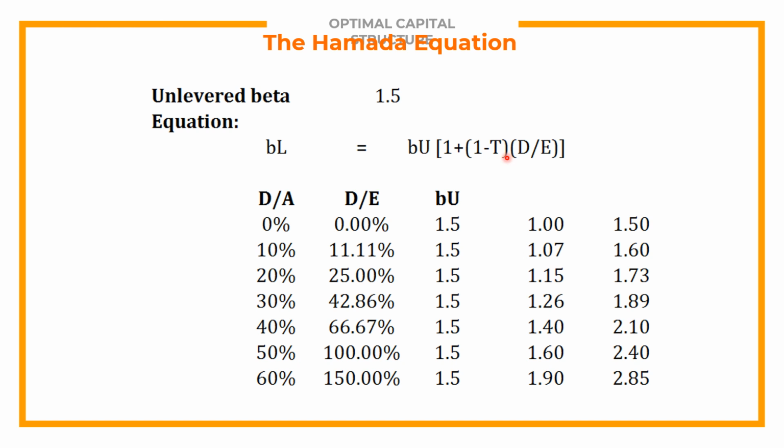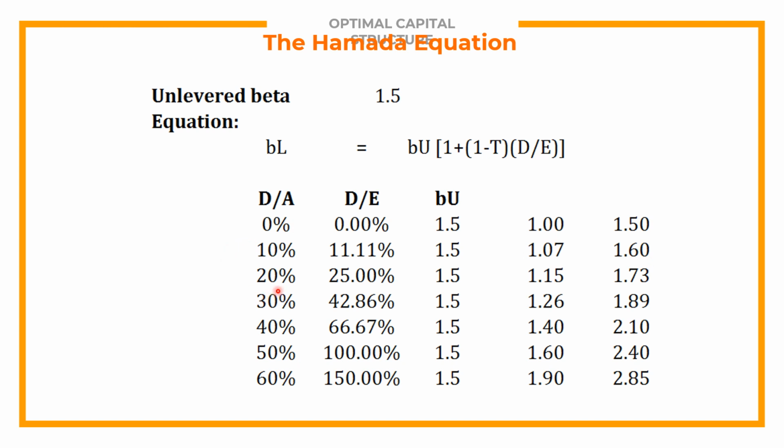of 60%. Okay, so we get the factor 1.07 here. So this is the factor 1.07. So actually it's 1.06666, etc. Okay, so multiply that by 1.5, our unlevered beta, we will get the levered beta of 1.6. So just do the same.